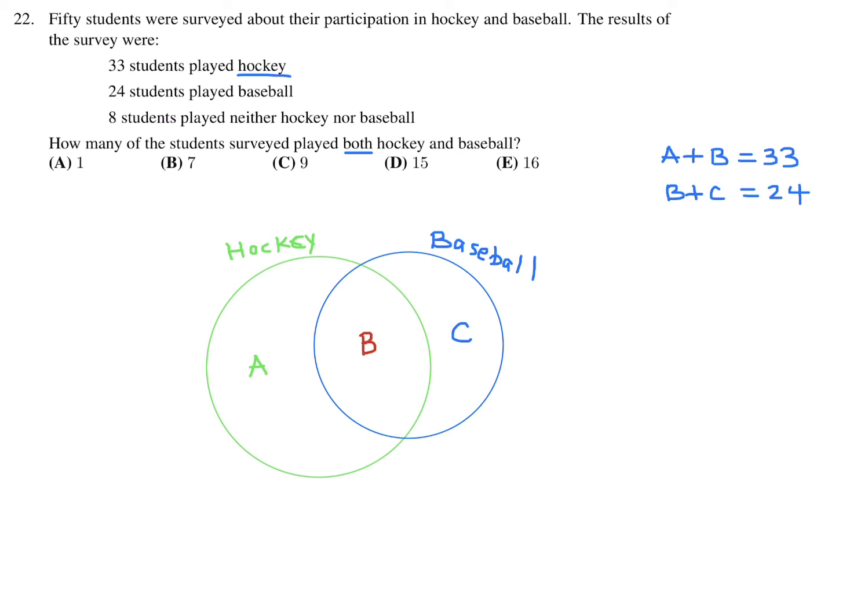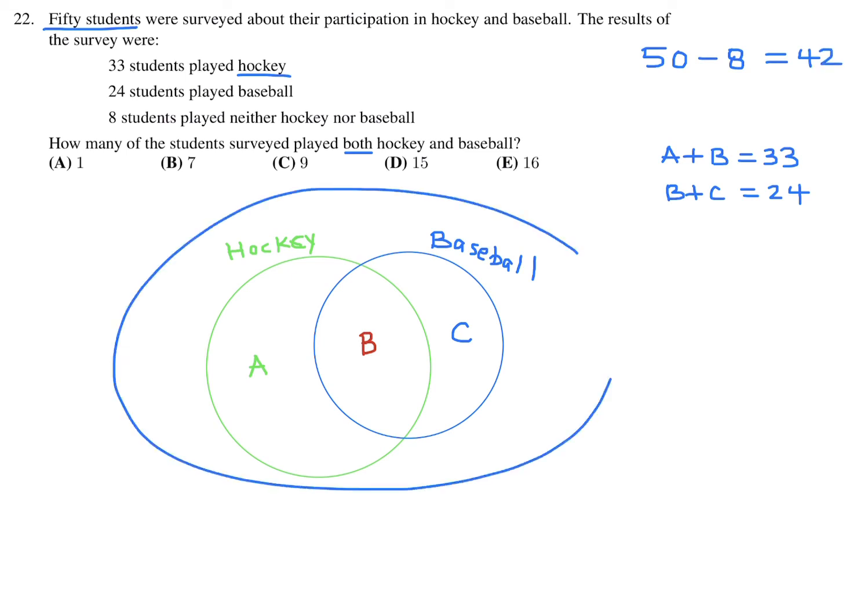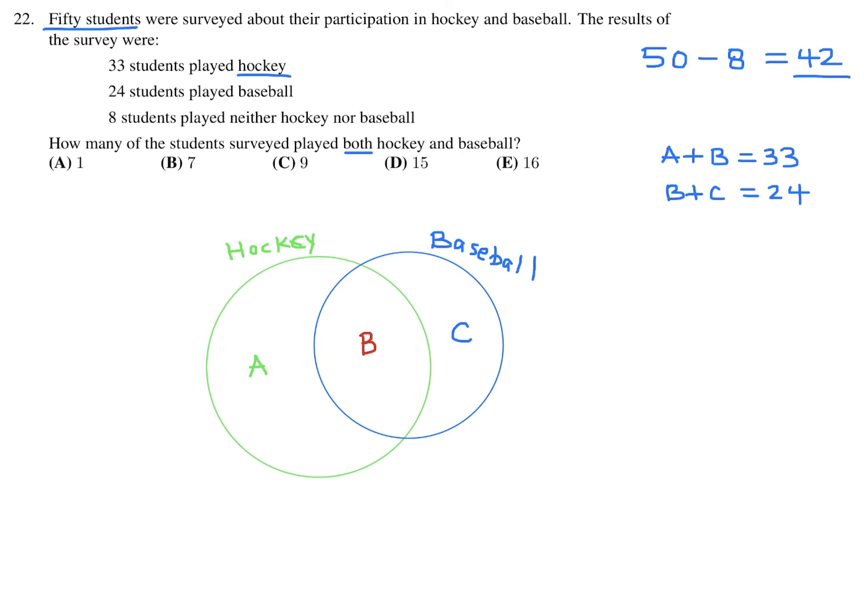And 8 students play neither hockey nor baseball. Now 50 students were surveyed, so out of the 50, 8 don't play either sport, so that means 42 are left. This diagram involves 42 students. So that basically means that A plus B plus C is 42. And I think that's all we can get in terms of our equations. Now, they want us to figure out how many students played both hockey and baseball. So find B.